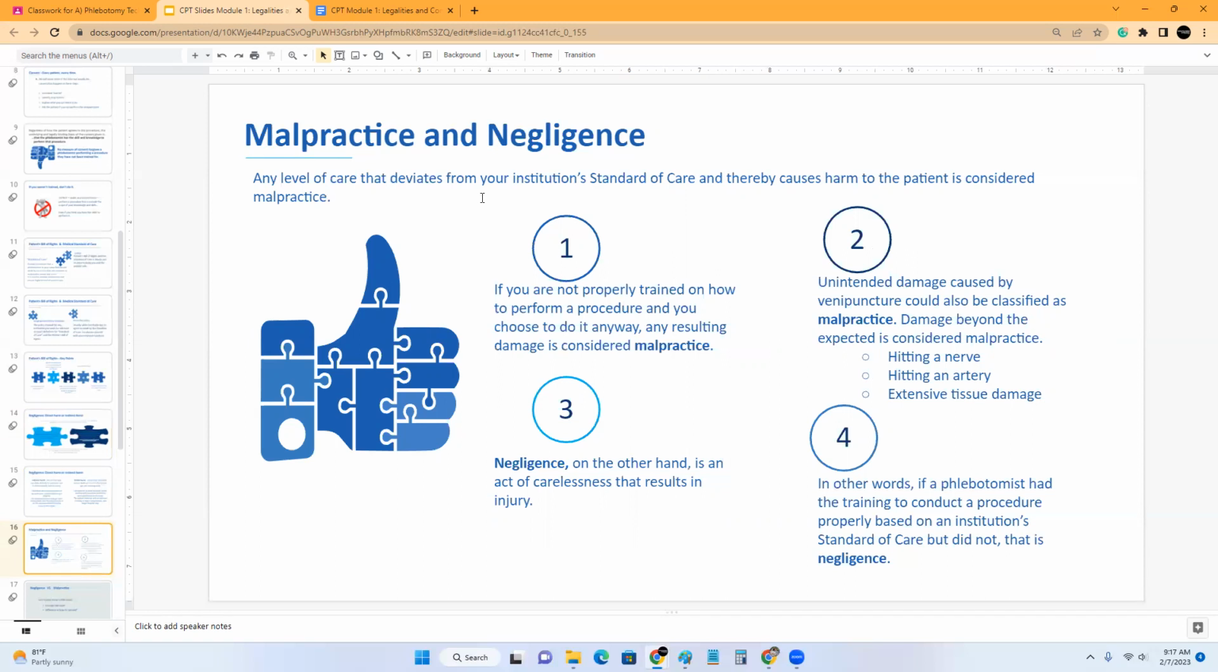Any level of care that deviates from your institution's standard of care that causes harm to a patient is considered malpractice or negligence, okay? So if you are not properly trained on how to perform a procedure and you chose to do it anyway, the resulting damage can be considered malpractice.